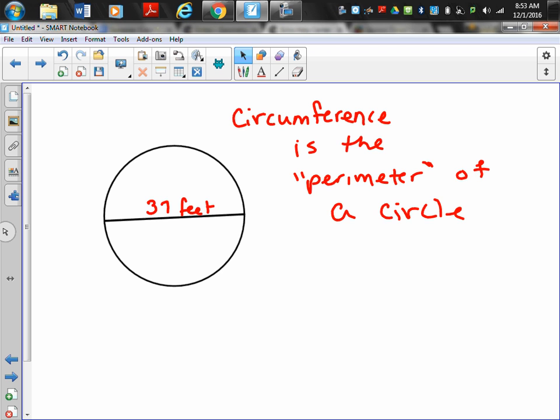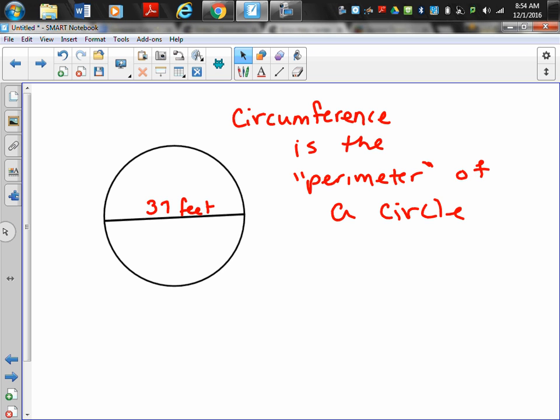Alright. So I told you the formula is 2 times pi times radius, or diameter times pi. So which formula am I going to use? Brittany. Diameter times pi. So this is going to be a d pi.